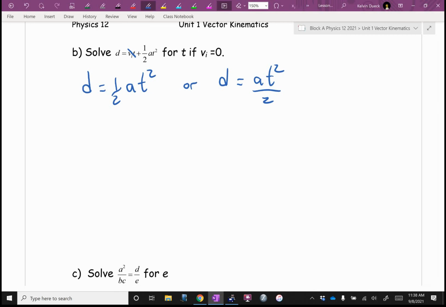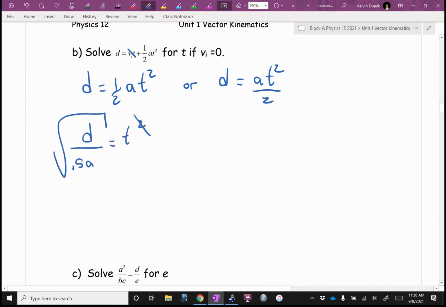Max, how would I get the T by itself? Which one do you want to use, the one on the left or the one on the right? This one? Okay. How would I get the T by itself? And I'd usually make it a 0.5a. I'd have T squared, how to get rid of a squared, square root. Or if I was doing the right-hand one, I would times by 2, divide by a, square root. Those are identical equations.